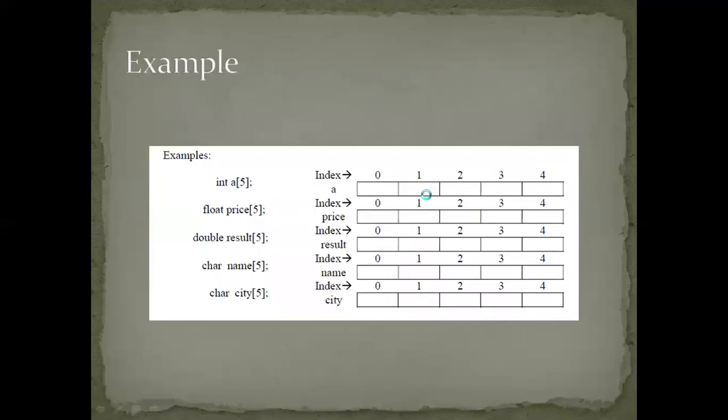Next, we can see examples. This is the example for the one-dimensional array. So int a[5] is there.